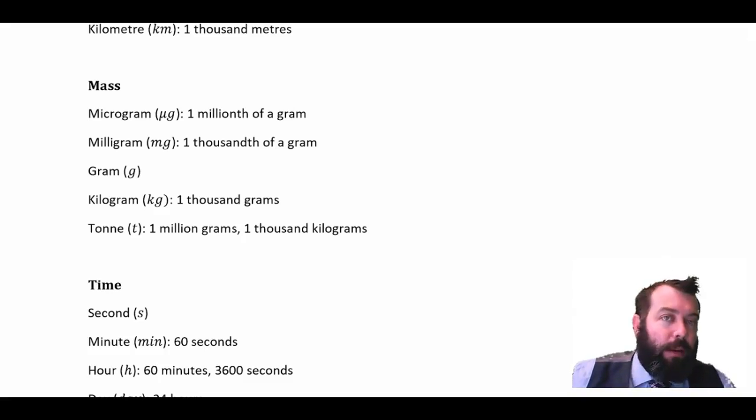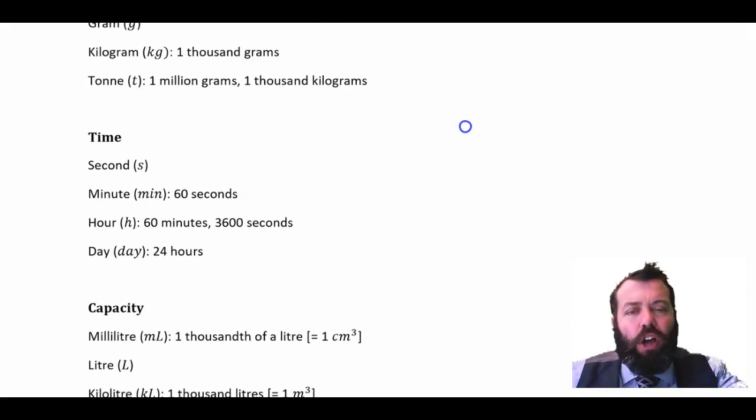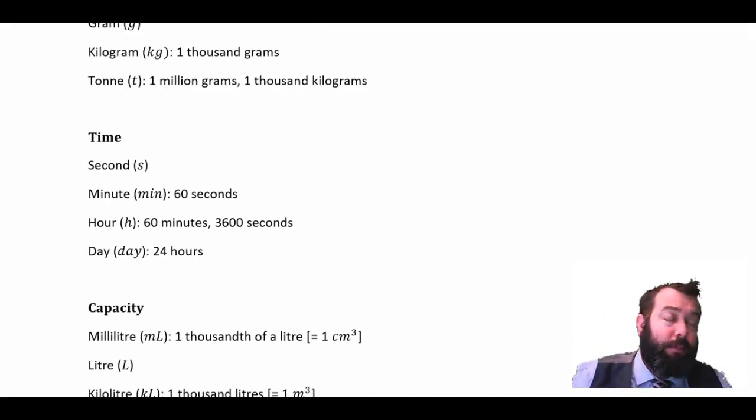If I break a gram up into 1,000 equal parts, then they would be milligrams. Medications are often measured in milligrams. If I chop a gram into 1,000,000 parts, I have a microgram. That's a very small amount, and some very specialist medications might be measured in micrograms, but usually milligrams.